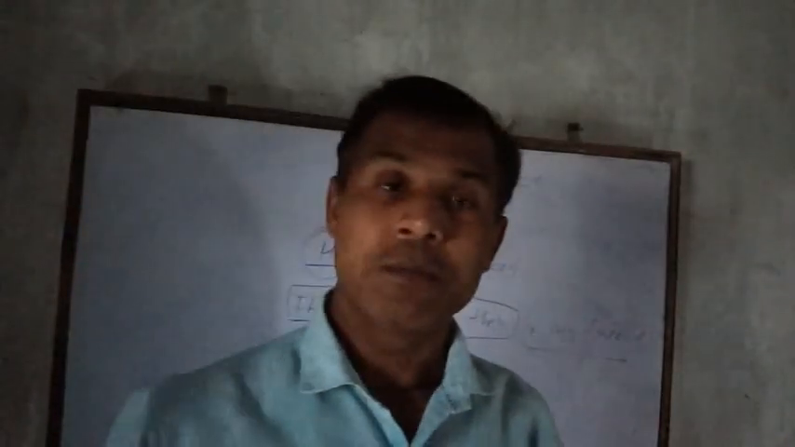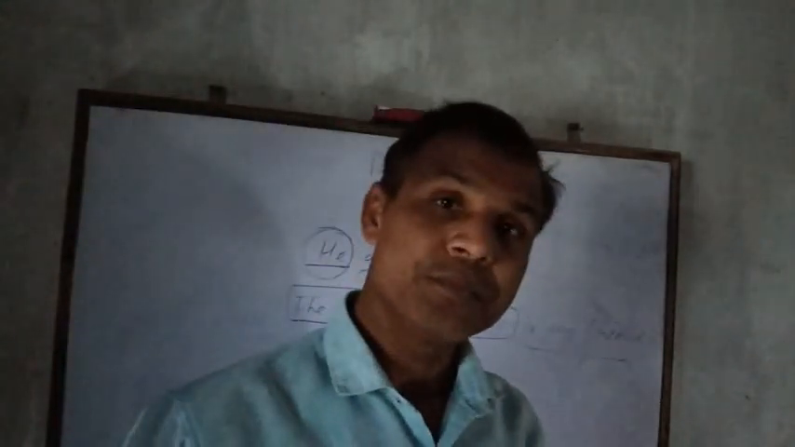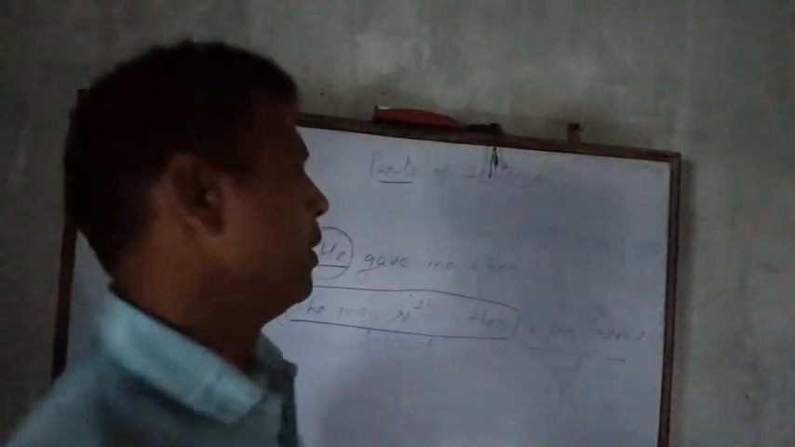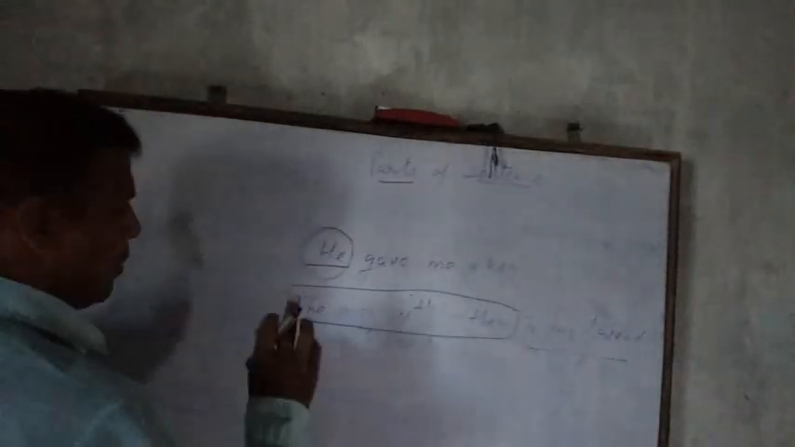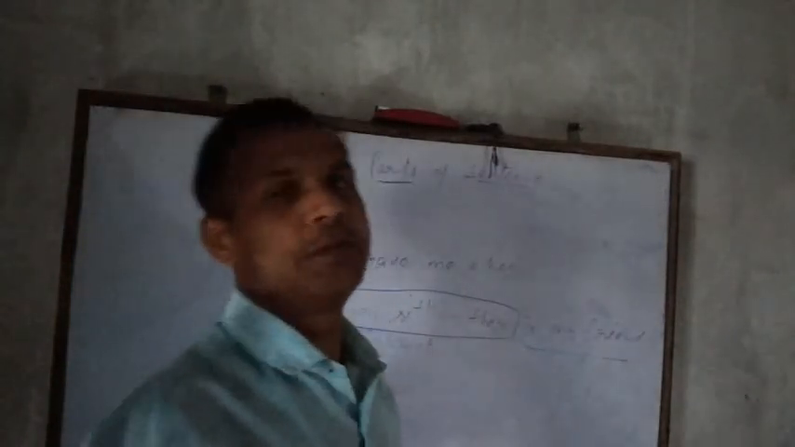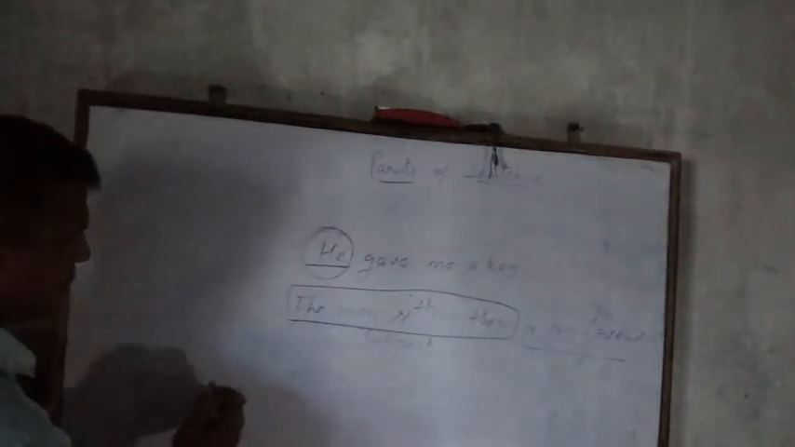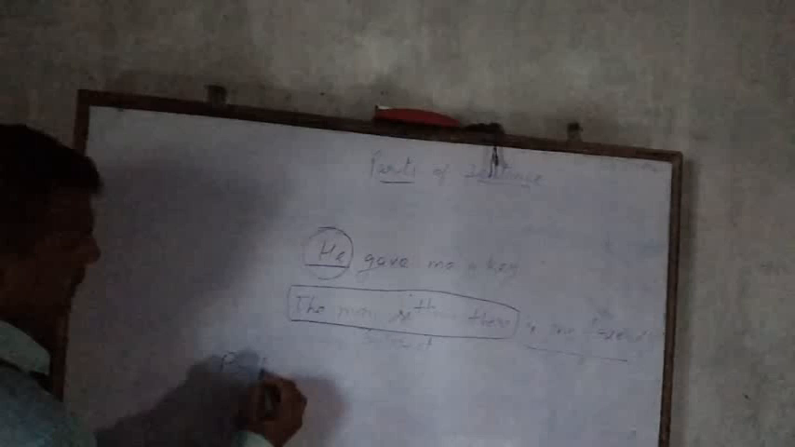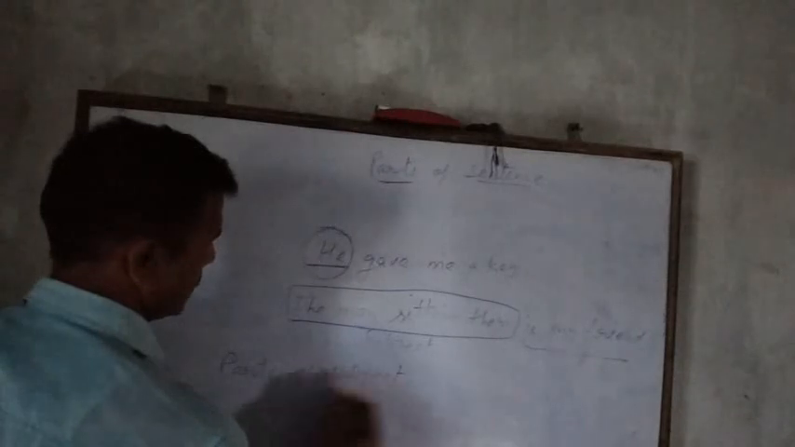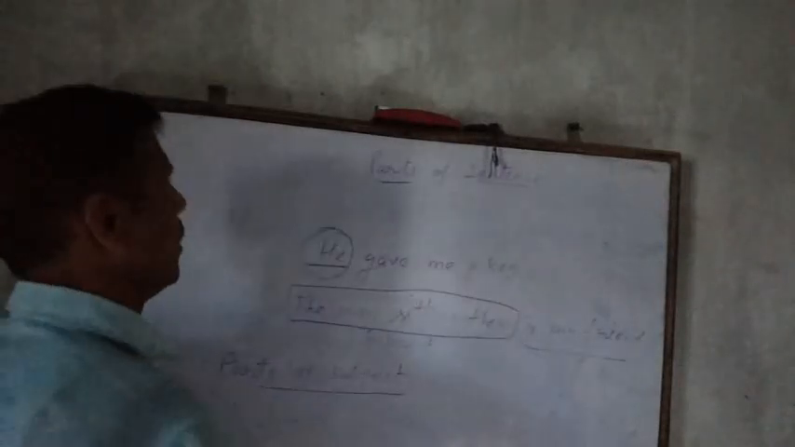Students, I hope you understood that a subject may be a word. A subject may be a word group. Now we will discuss the parts of subject. A subject has different parts. Subject के कौन-कौन से भाग होते हैं? We will discuss here.